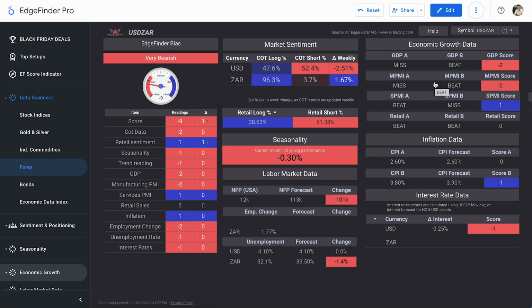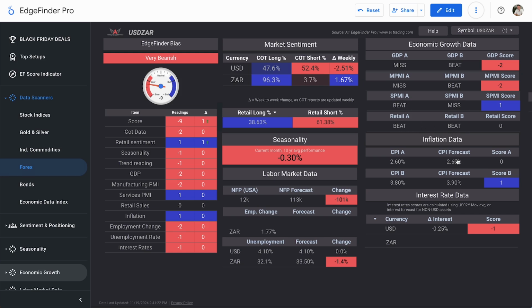Did it miss the forecast? Did it beat the forecast? Or did it come in right in line with the forecast? So manufacturing PMI, we see the same thing. We see a miss in the US. We see a beat in South Africa. We see the opposite for services PMI. We see a beat in the US and a miss in South Africa. Both the US and South Africa beat their retail sales expectations.